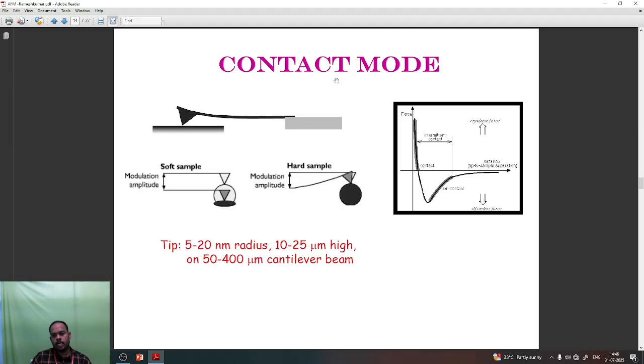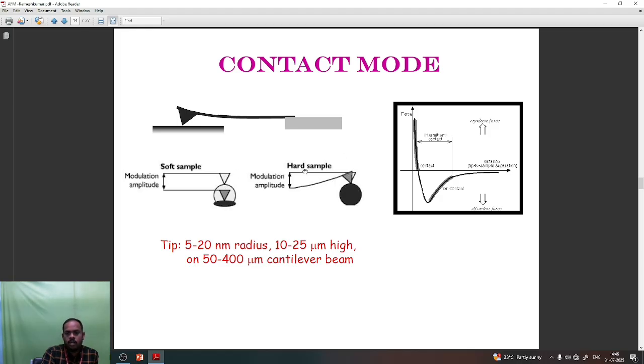So there are three modes of AFM. One is contact mode, another is non-contact mode, and the third is tapping mode, or intermittent contact. Here I have shown contact mode AFM. In contact mode AFM, the cantilever tip always touches the sample surface while rastering across it. So for a soft sample, it will acquire a clear image, and the cantilever tip will not be damaged through the scanning process.